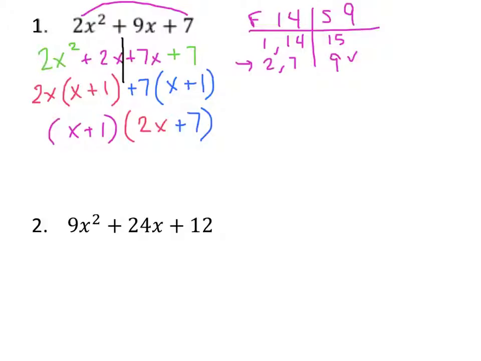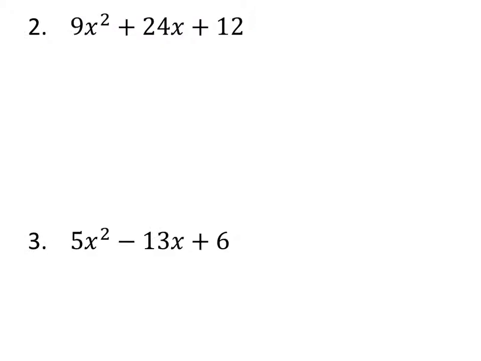Alright, now let's look at another example. Remember, the first thing we want to do is see if there's something that can multiply into all three terms. In this case, there is. 3 goes into 9, 24, and 12, so I'm going to divide a 3 out. When I divide a 3 out of everything, that'll leave me with 3x squared plus 8x plus 4. This is helpful because now our numbers are a little smaller.